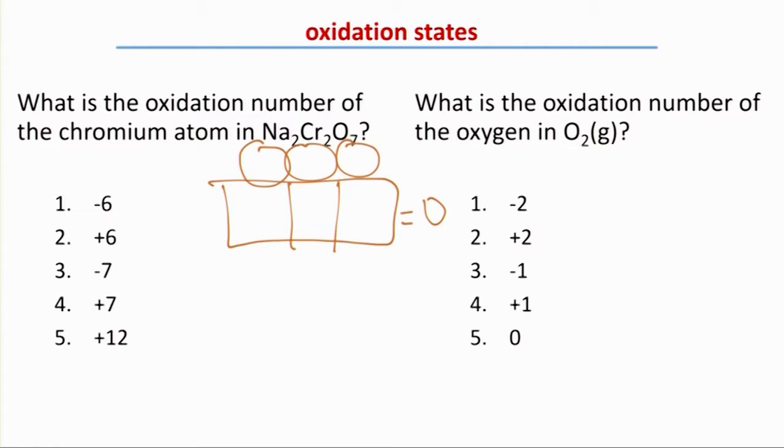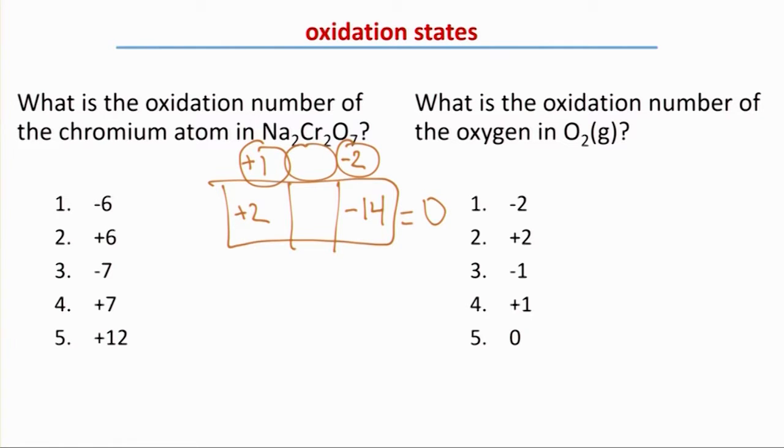Sodium is an alkali metal, it's in a compound, so we know it's going to be a +1. And the oxygen is in a compound, so we know it's going to be a -2. It's not in a peroxide and it's not with a fluorine, so it will be a -2. Let's do our math here. We have each sodium's +1, but there's 2 of them, so this is +2. And we have oxygen, and there's 7 of them at -2, so this is -14.